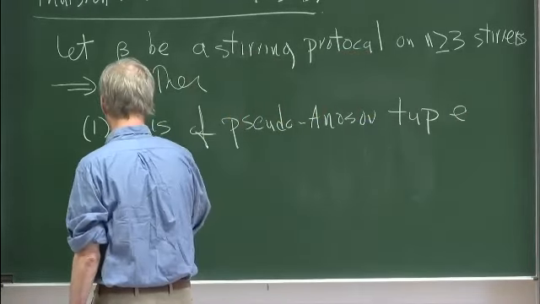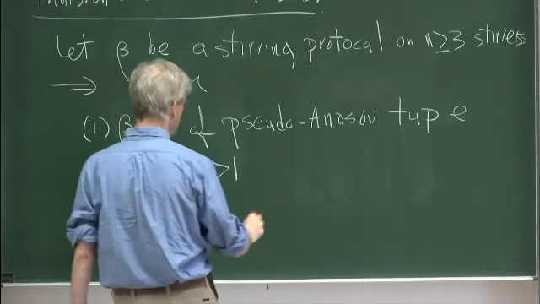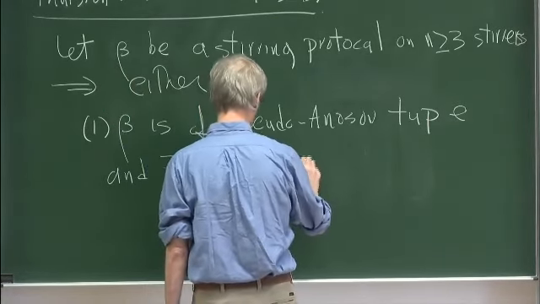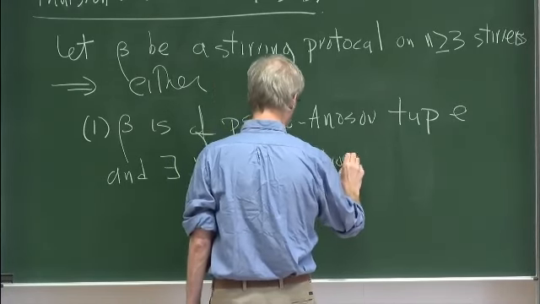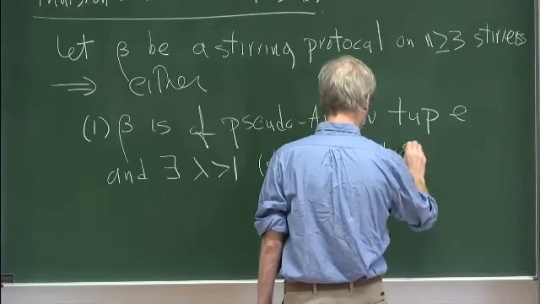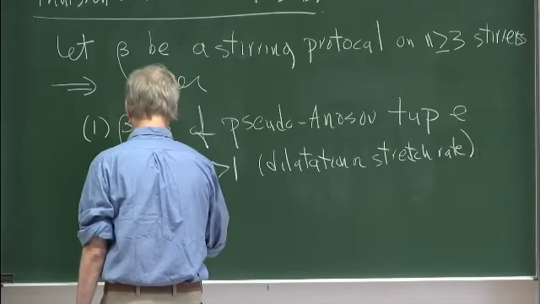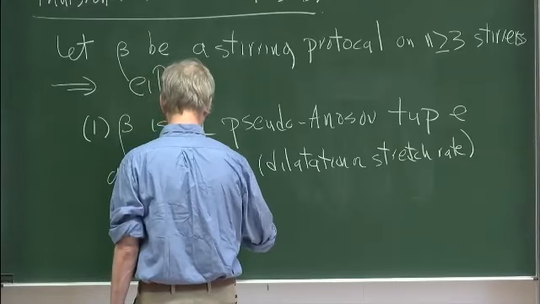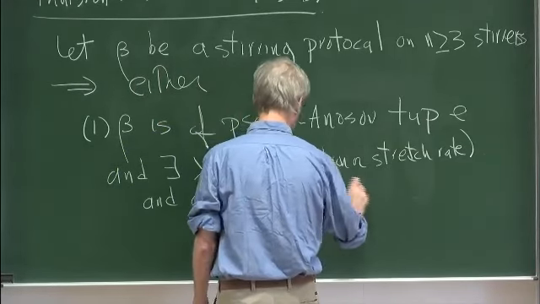And there exists a lambda bigger than 1. That's called the dilatation, or sometimes just the stretch rate. And a constant C1 bigger than 0.